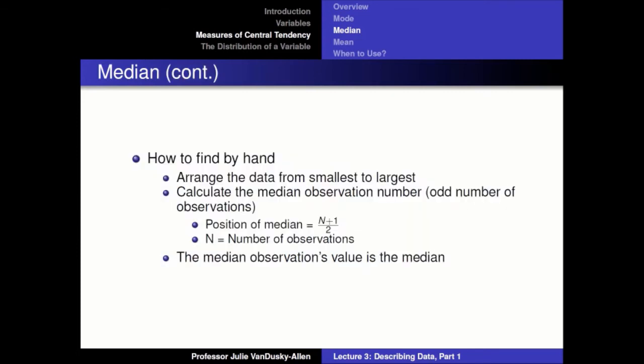To find the median by hand, you arrange your variable from the smallest to largest value. Then you find the median observation number. The position of the median when you have an odd number of observations is equal to the number of observations plus 1, and that value divided by 2. The median observation's value is the median.